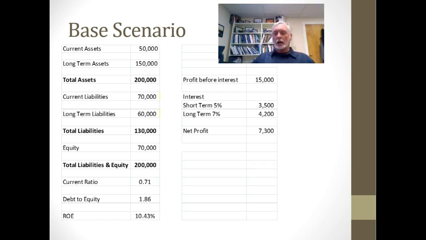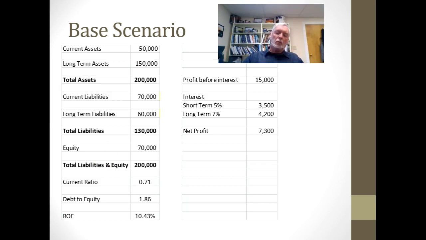And my return on equity, so my equity is $70,000. If you look up on this column over here, you've got profit of $7,300. My return on equity is 10.43%. So those key ratios, current ratio, solvency ratio, debt to equity, and return on equity, are all given, and the net profit is given. And you can see short-term debt, 5% times 70,000 is 3,500, and 7% times 60,000 is 4,200. So pretty simple numbers, and we know a little bit about this company.